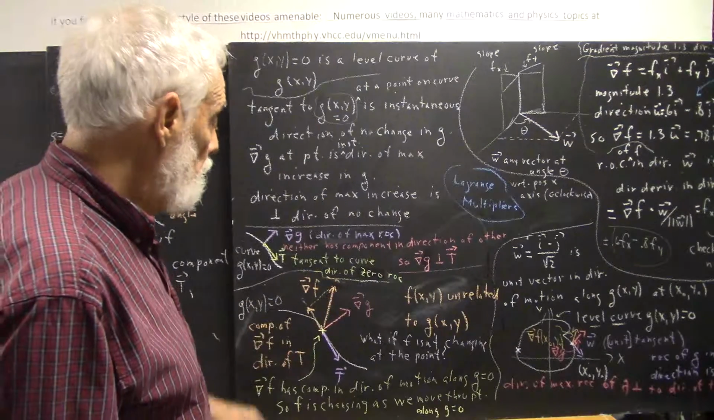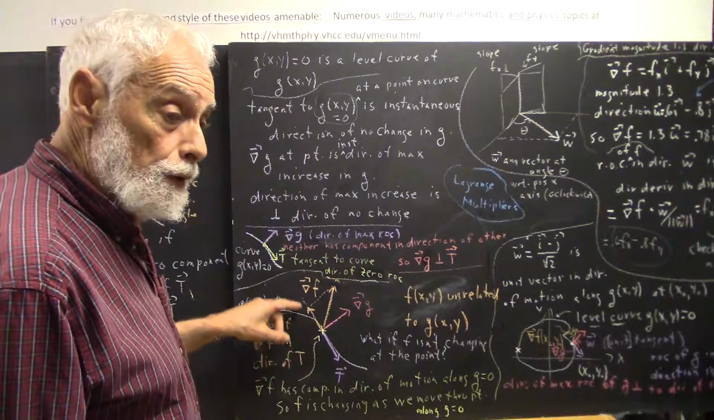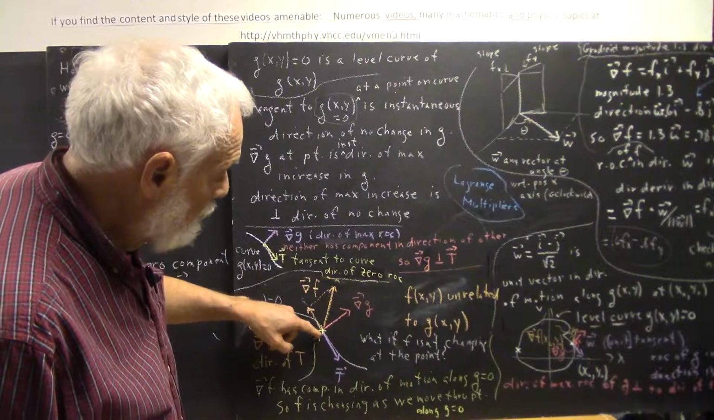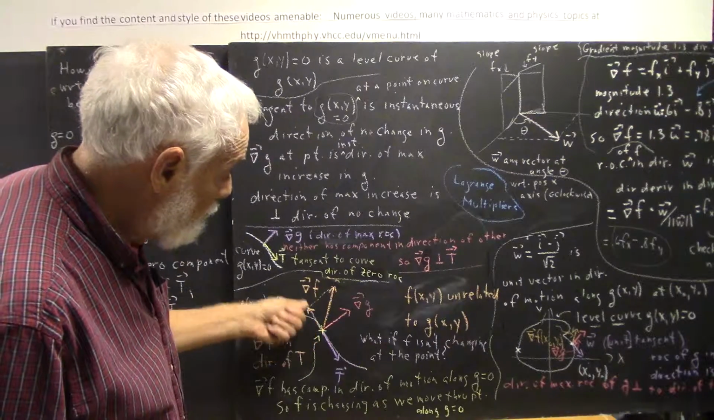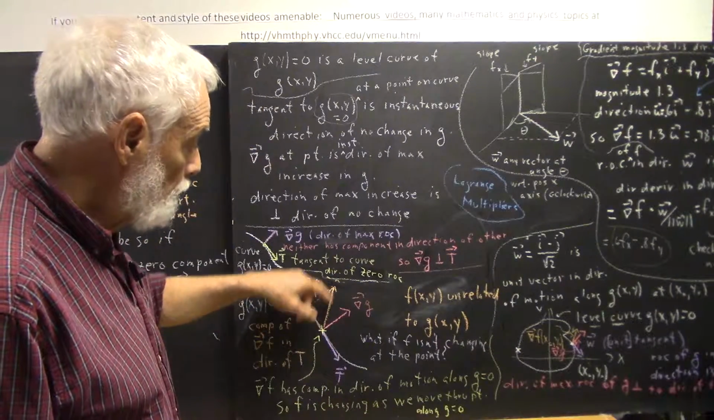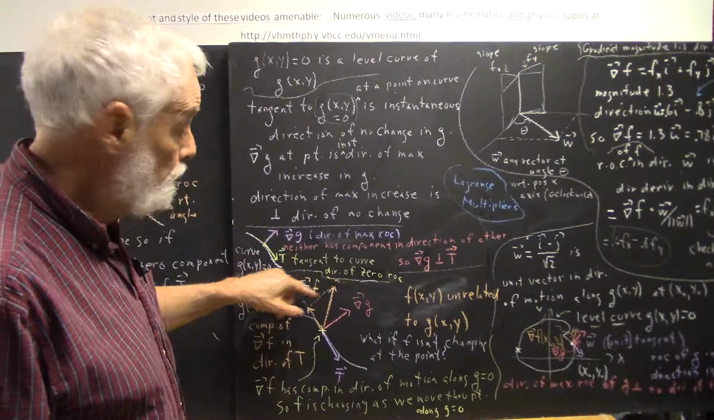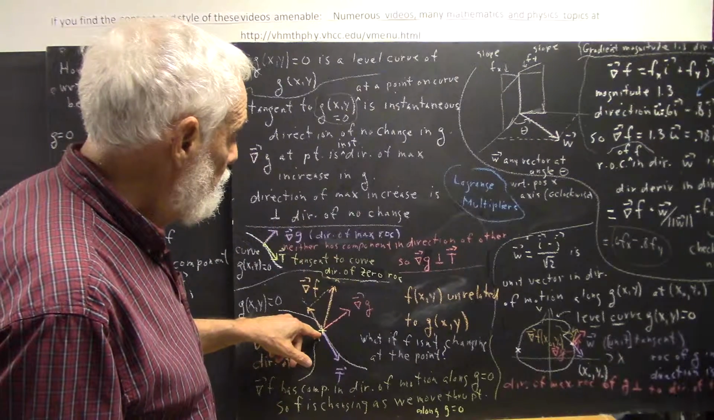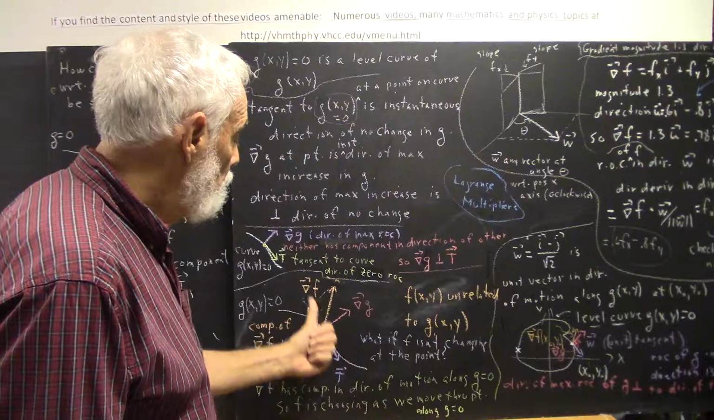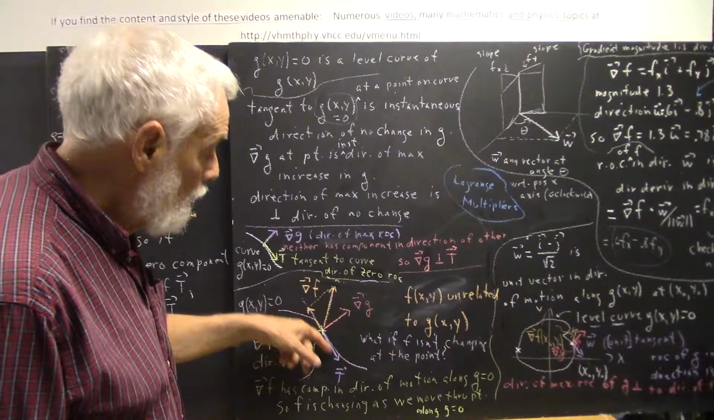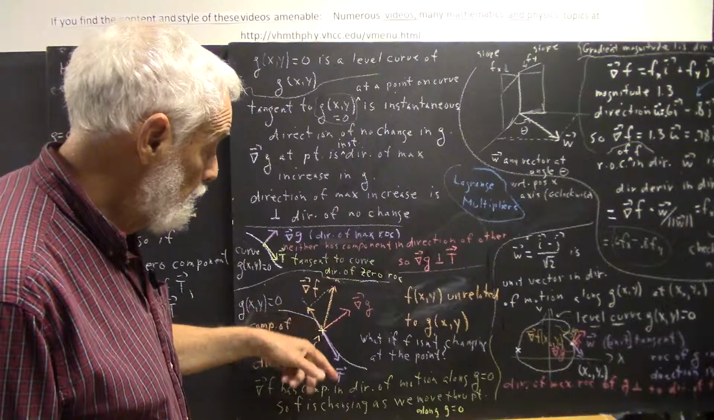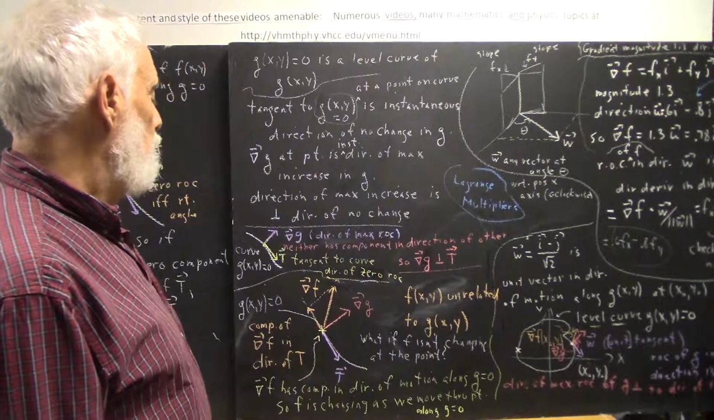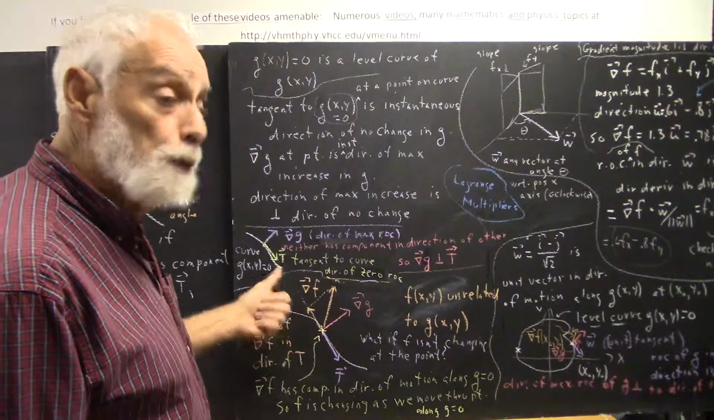If del f is in this direction, it has a non-zero component in the direction of the tangent line at this point. Now that direction is opposite the direction of t, so if del f is increasing in this direction, which it is, this is the direction of maximum increase, maximum rate of change, then f is increasing as you move in this direction. And that's opposite the direction of t, the direction in which you have no change. So in the direction of t, in the direction of your tangent vector, the function f is decreasing.